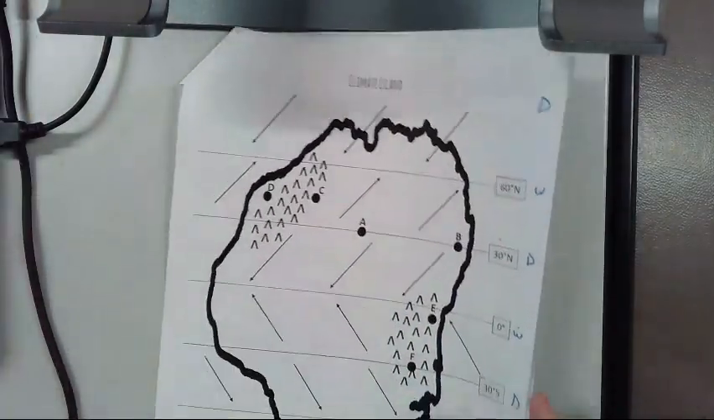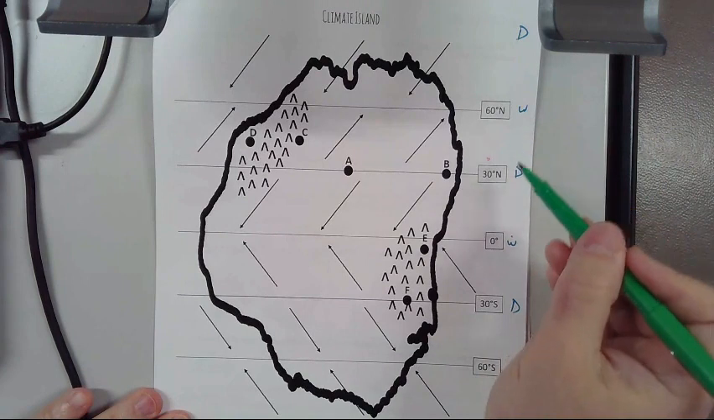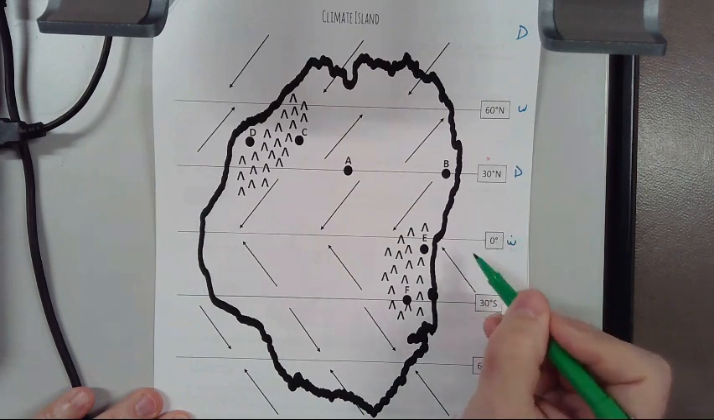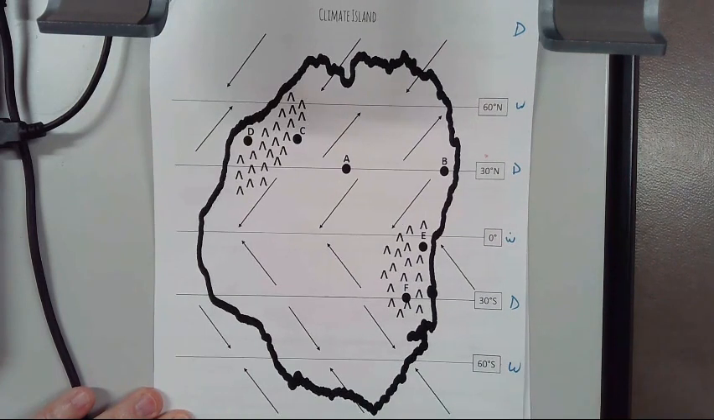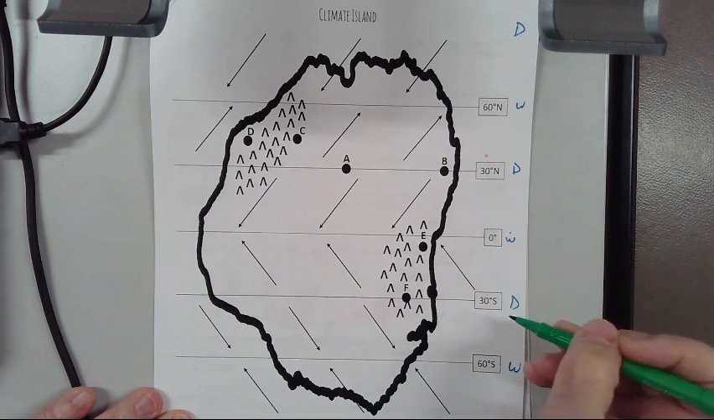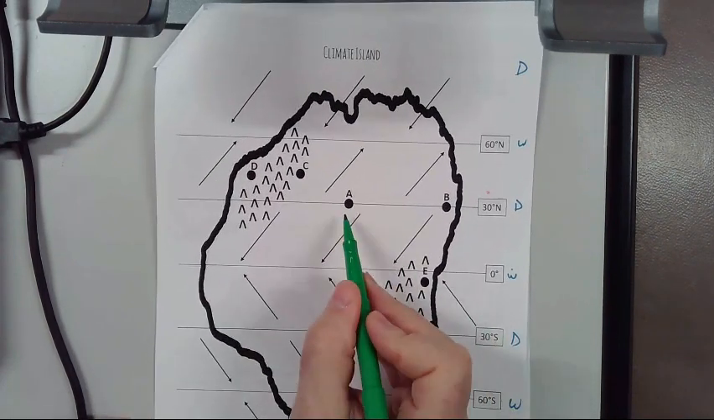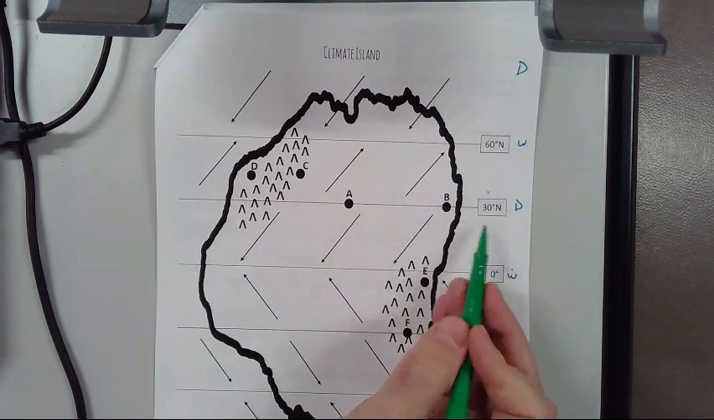The next section deals with a fictitious island just called Climate Island. Now you'll see that we have latitudes listed on the left, and this will refer to the pressure belts that were discussed in the latitude affecting precipitation. We learned that equatorial areas and areas at 60 degrees north and south tend to have more rain. They have low pressure belts, which indicate more storms, whereas 30 degrees north and south, as well as polar areas, tend to be dry.